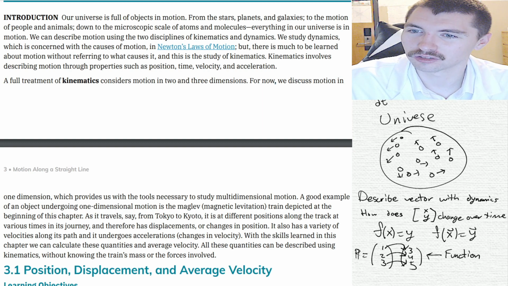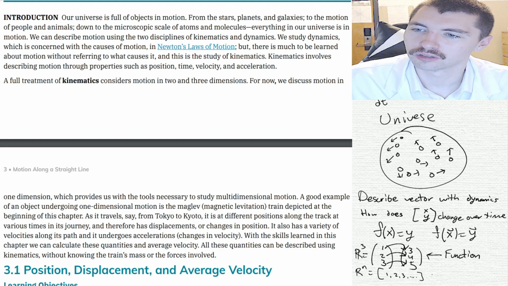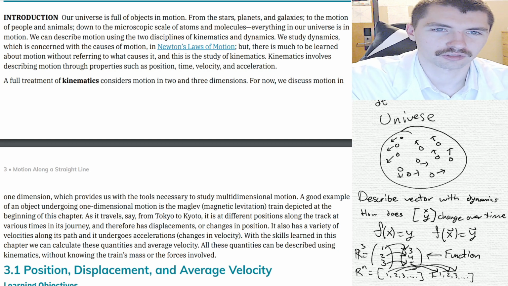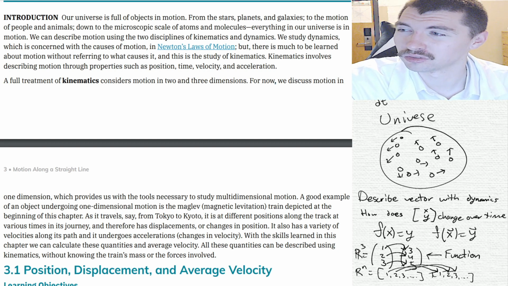This is your three-dimensional space, but R could be n-dimensional space, where it's, you know, a vector 1, 2, 3 and 1, 2, 3 where each element gets mapped, you know. So I'm wondering how the book's going to address that.